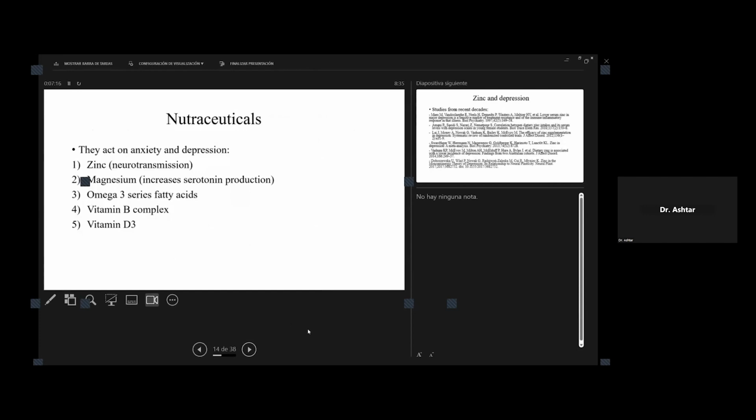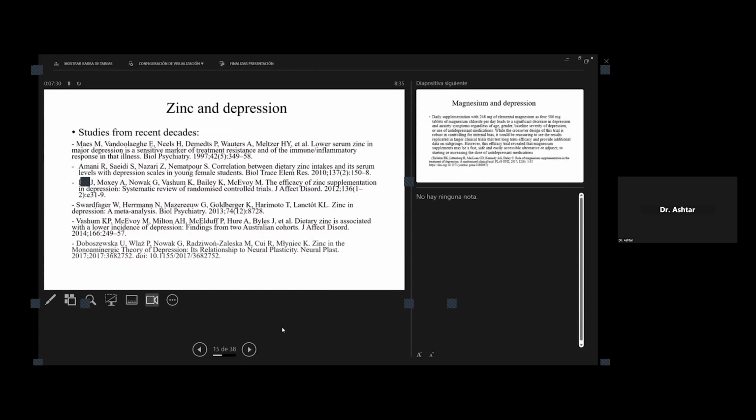Nutraceuticals, they act on anxiety and depression. Zinc, for neurotransmission. Magnesium increases serotonin production. Omega-3 series fatty acids, vitamin B complex, and vitamin D3. Zinc and depression, studies from recent decades.